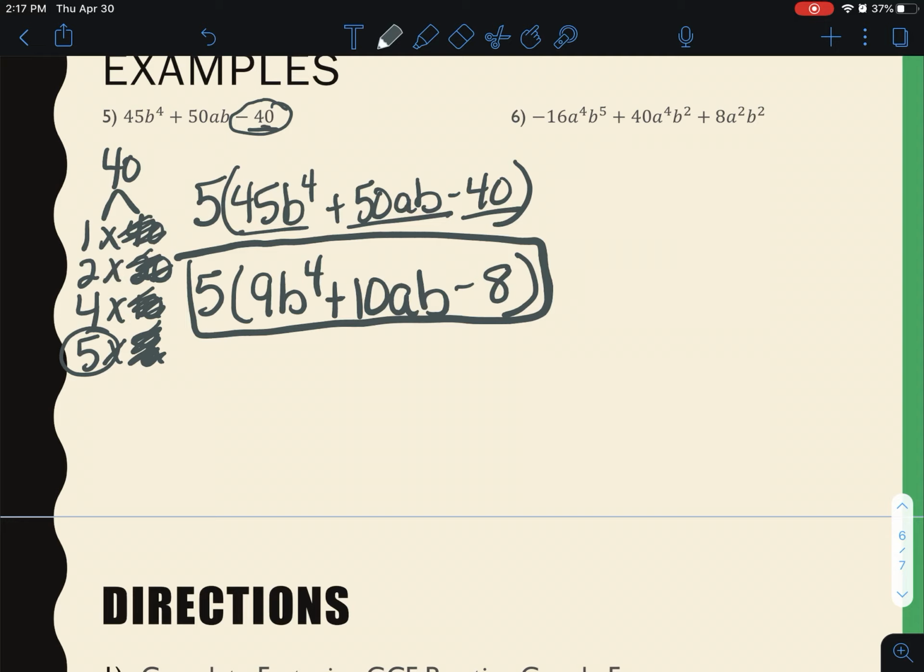All right. Now the last one, the hardest. Negative 16, a to the 4th, b to the 5th, plus 40, a to the 4th, b squared, plus 8a squared, b squared. So I've got negative 16, 40, and 8. I'm going to look at 8 first because that's my smallest number. 1 times 8, 2 times 4. So start with the biggest one. Is 8 a factor of 16? Yes. Is 8 a factor of 40? Yes. So I'm going to use 8 as my greatest common factor.